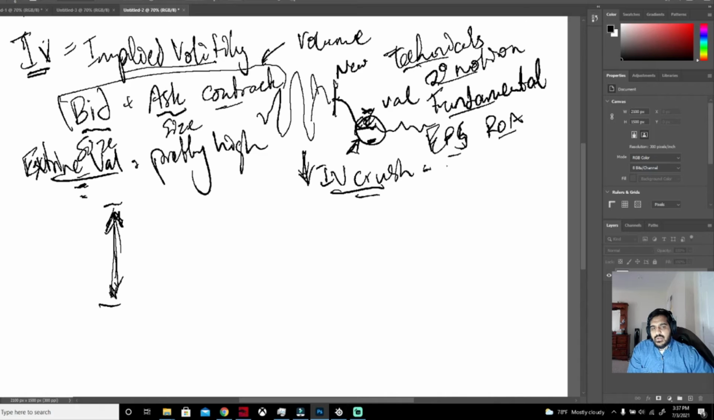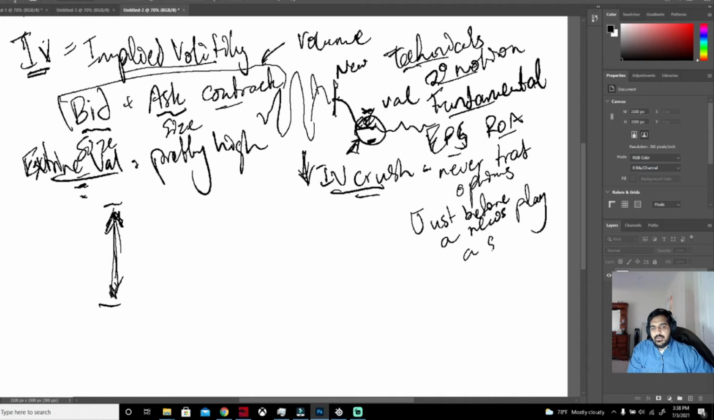This is why you should never trade options just before a news play and sell after. In our case, it wasn't this. We were already playing on low implied volatility, but it just somehow kept going down.